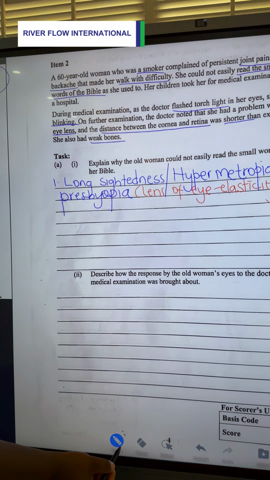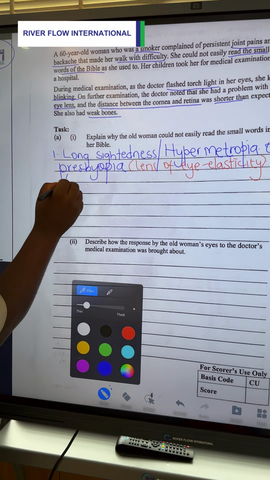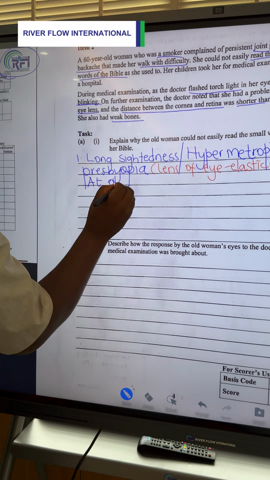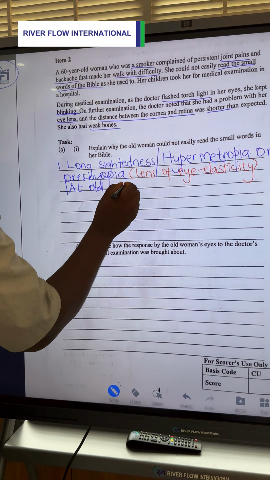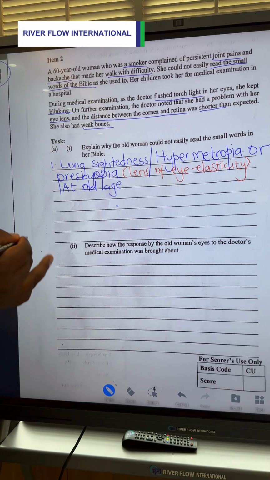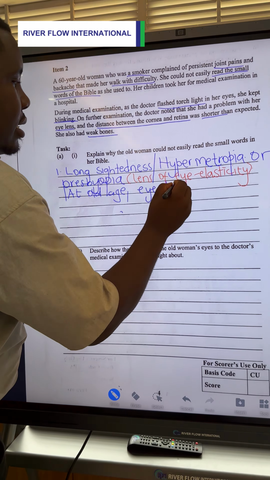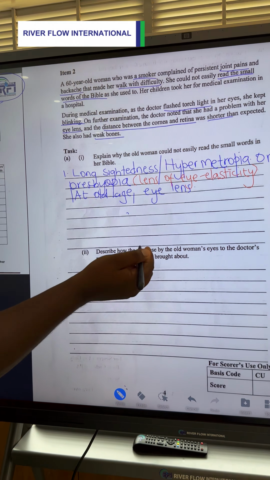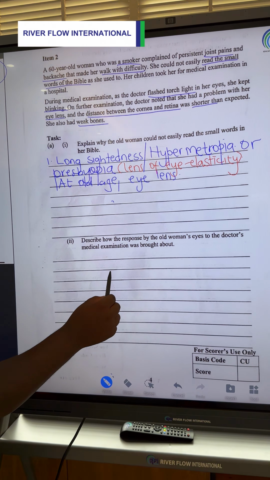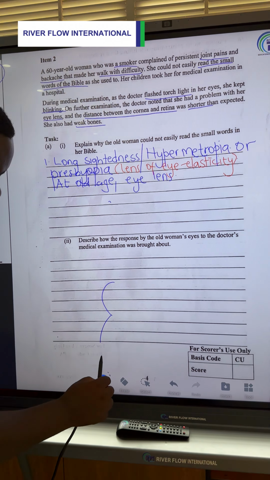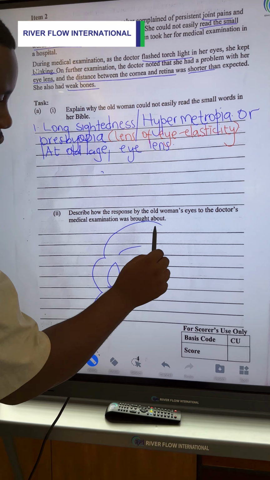Now, let us explain why. Why are we saying this? You know, at old age, our eye lens, you know, in the eye there is a lens. Let me draw a lens here, an eye here. Okay, so we have a lens here.